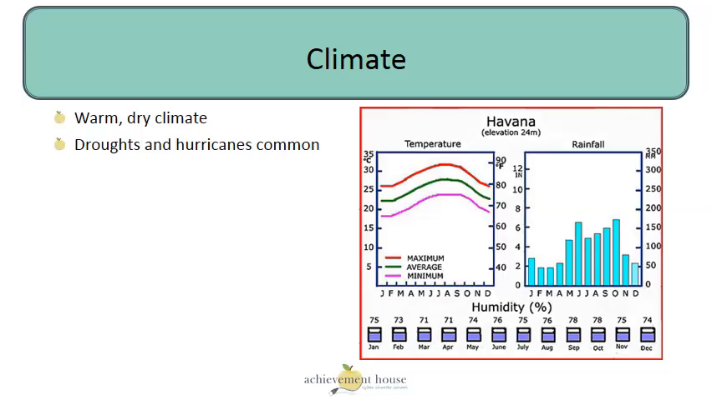Take a look at our charts. The chart on the left shows the temperature, the high, the average, and the low temperatures. And the bar graph on the right shows the average rainfall by month. Can you tell which month has the highest rainfall? It's a close call, but it looks like October has the highest rainfall.